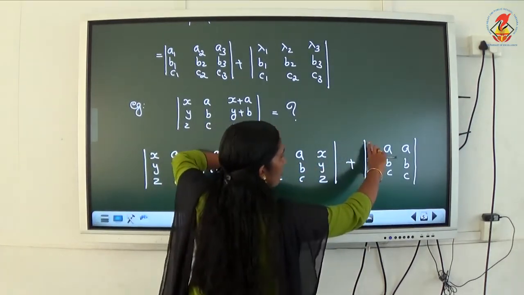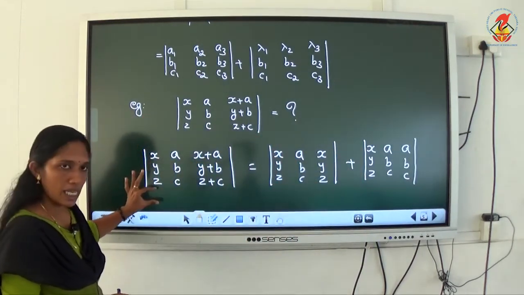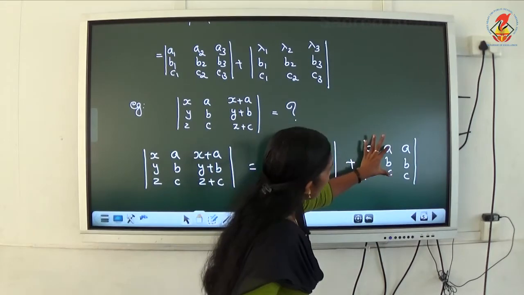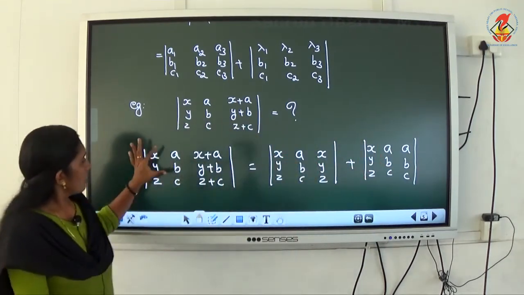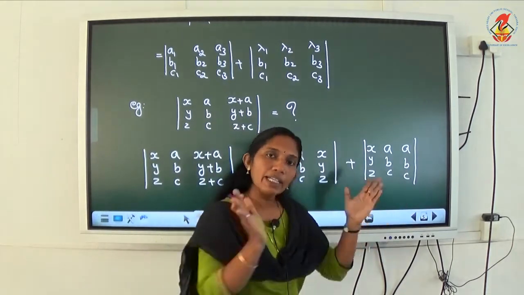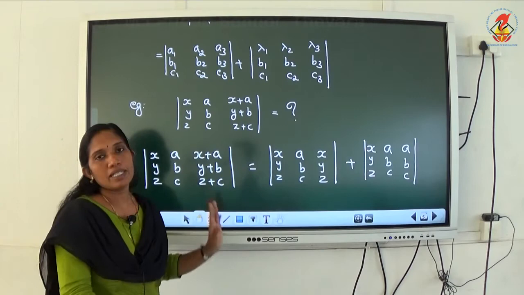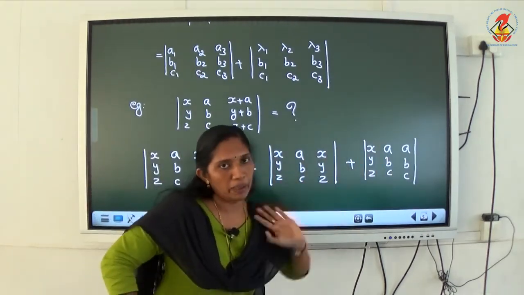The first column and here the first column are the same, so you have to write x, y, z itself. Then the second column and here the second column are the same, so we just write a, b, c. But the third column is different, that you can add. So it is x plus a, y plus b, z plus c. This way you have to split.